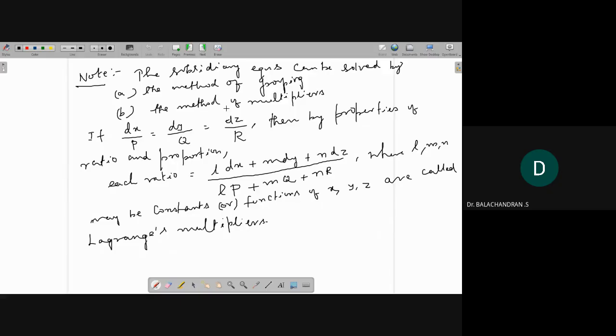The subsidiary equation or auxiliary equation can be solved by two different methods. The first method is the method of grouping. The second method is the method of multipliers. Here I explain the method of multipliers. Suppose this is an auxiliary equation. Then by properties of ratio and proportion, each ratio is equal to L dx plus M dy plus N dz divided by LP plus MQ plus NR. We call L, M, N Lagrange's multipliers. They may be constants or functions of x, y, z.